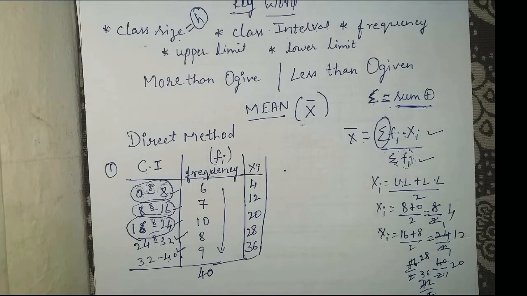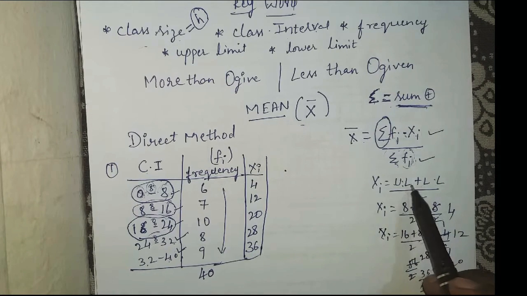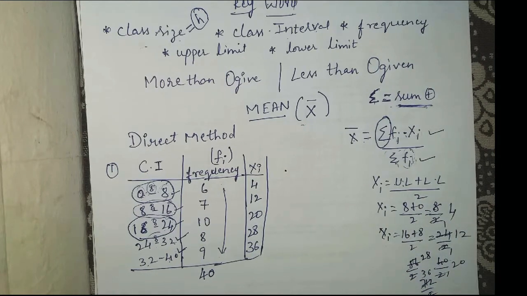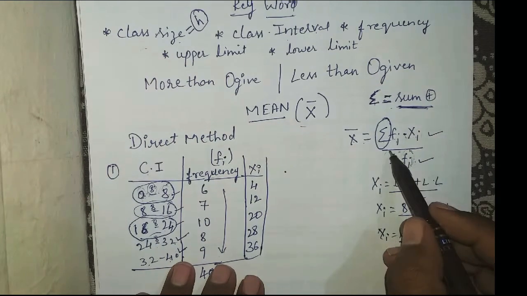So students, like this we'll calculate xi. Any doubt? To find out xi, there is a formula: (upper limit plus lower limit) by 2. So this is the way we find out the xi. Got it? Now we will come to the formula.